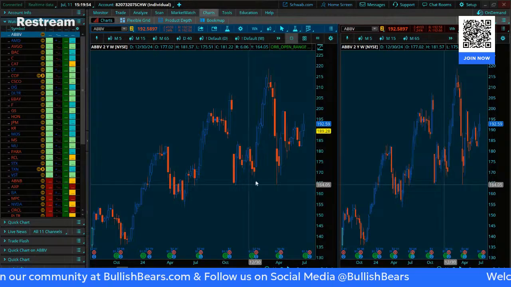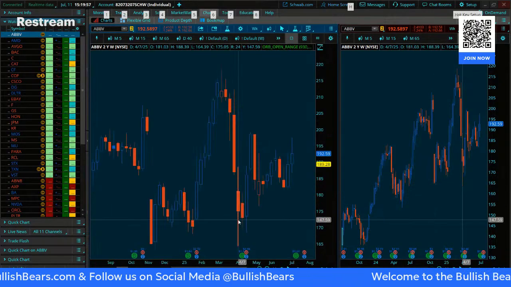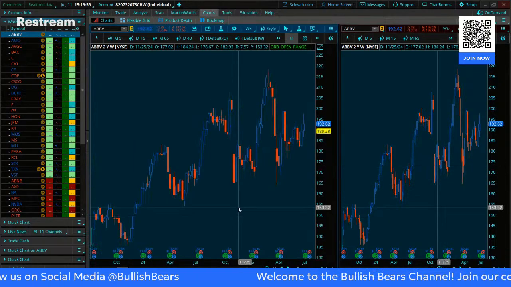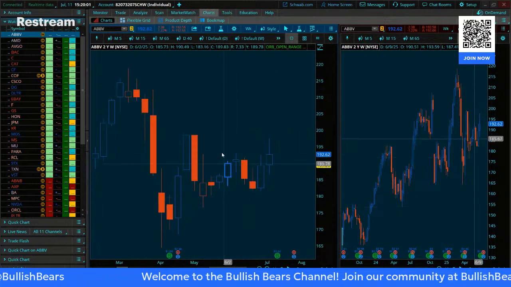So we got Abby. It's in the middle of the range. It's kind of like what we were talking about earlier. Even though this isn't a day trade, it's still in the middle of a range.